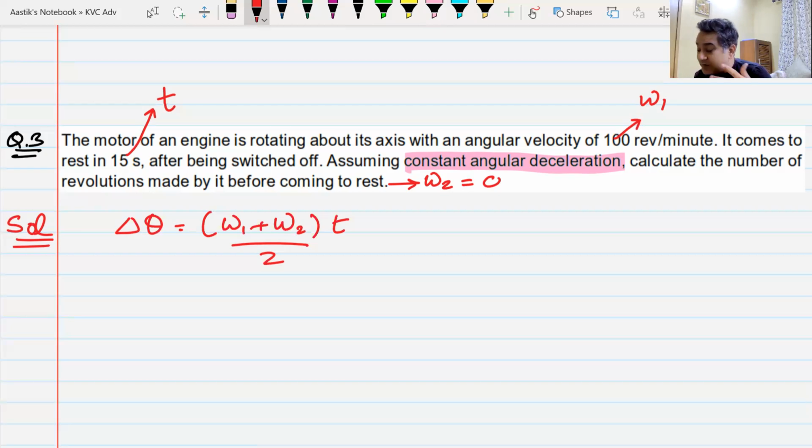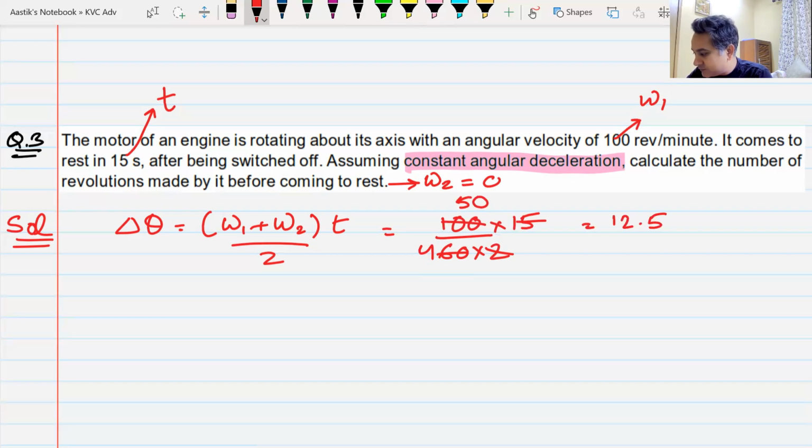100 by 2 revolutions per minute. So you divide it into seconds. So this is 100 divided by 60 into 2 into 15. 15 1 the 15, 15 4 the 60, 2 1 the 2, 2 5 the 100. 50 divided by 4, 12.5.